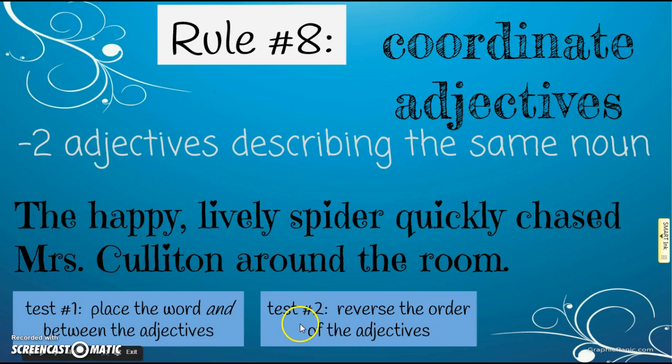Another way to check it, test number 2, is reverse the order. I could say the lively, happy spider quickly chased Mrs. Culleton around the room. That still makes sense. I could put it either way, and so instead of using a conjunction, I can put a comma between them. A sentence that would not work, I might say the large black spider quickly chased Mrs. Culleton around the room. I wouldn't say the black large spider chased Mrs. Culleton around the room. The way that those adjectives go together don't make sense in that way. So in that case, I would not want to put a comma between them.